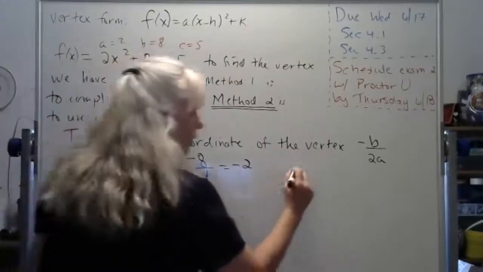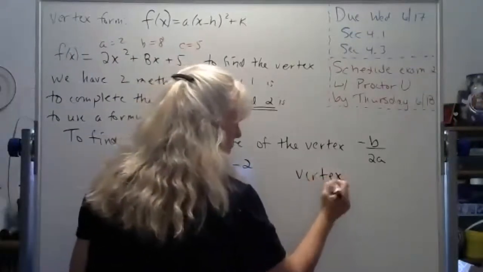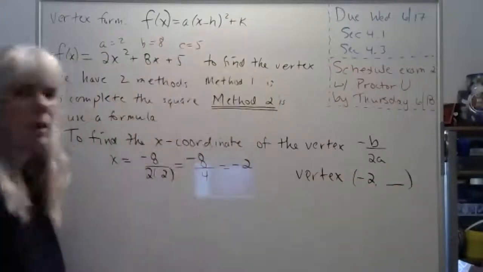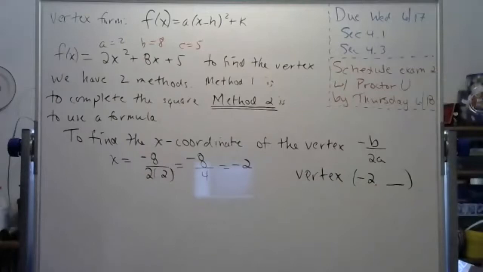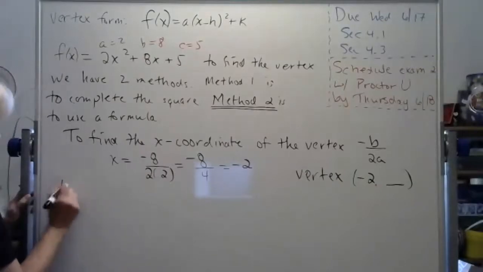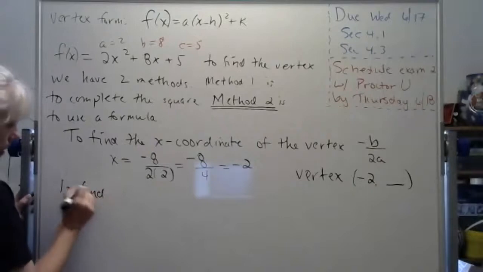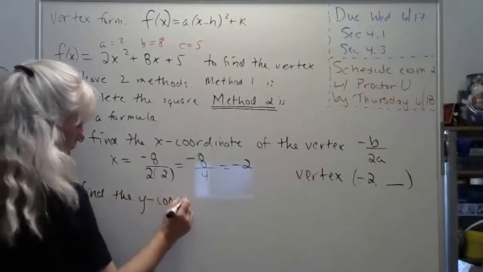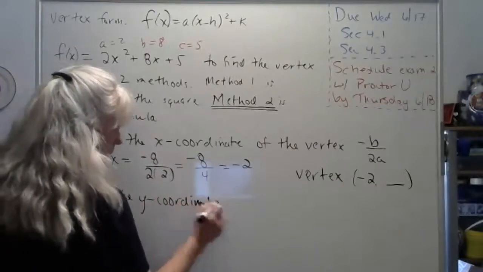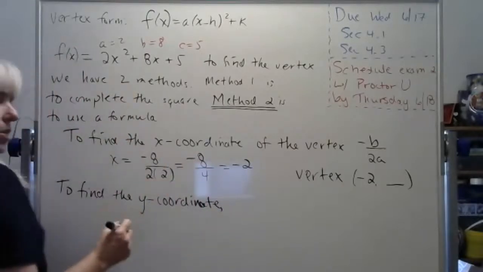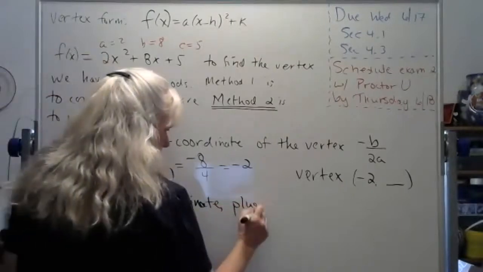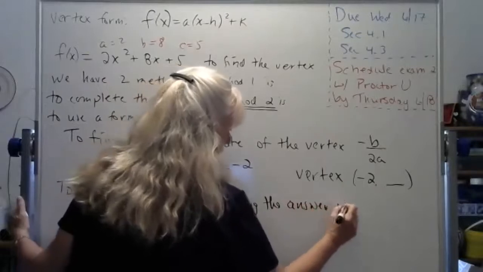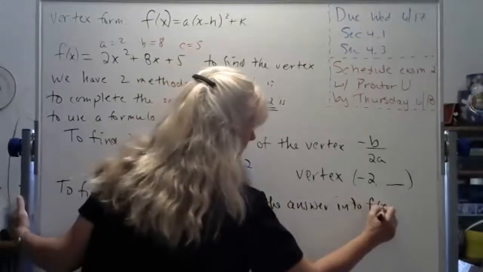So right now, I know our vertex is at negative 2 comma something. So now I have to go figure out where that something is. So I have to go find the y-coordinate. So to find the y-coordinate, we're going to plug our answer back into the function. Plug the answer into f of x. So this should make sense.